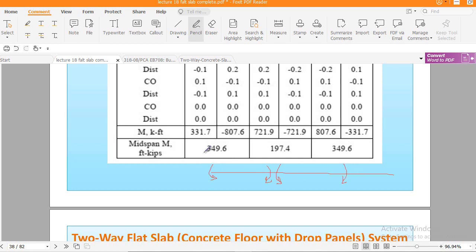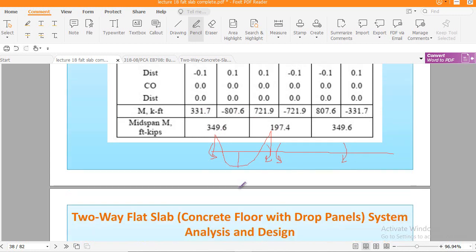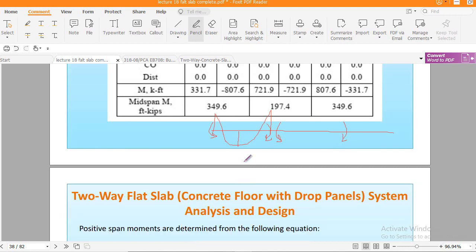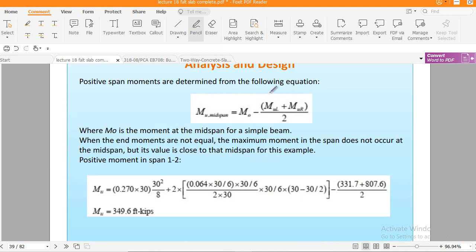So this is 331.7, this is minus 807. Now we need to find out the maximum moment, because the moment diagram will look like this shape, right? In lecture number 5 to lecture number 10, I did these calculations in Excel. I thoroughly explained these things, but this equation can be used.